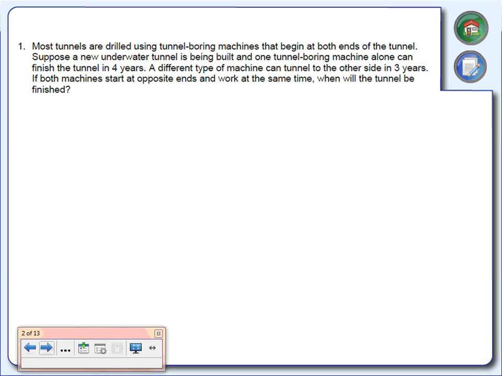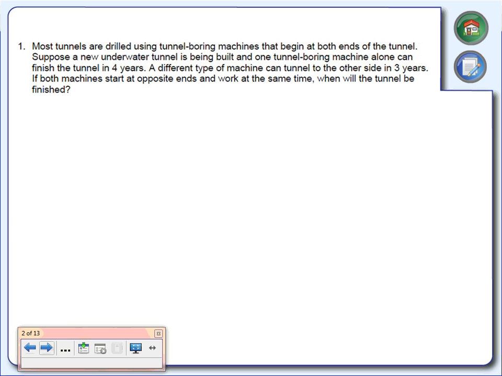All right, here we go. Let's get started. First one, it says that most tunnels are drilled using tunnel boring machines that begin at both ends of the tunnel. Suppose that a new underwater tunnel is being built and one tunnel boring machine alone can finish the tunnel in 4 years. A different type of machine can tunnel in the other side in 3 years. If both machines start at opposite ends and work at the same time, when will the tunnel be finished?